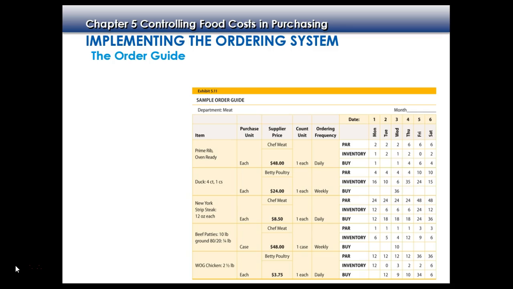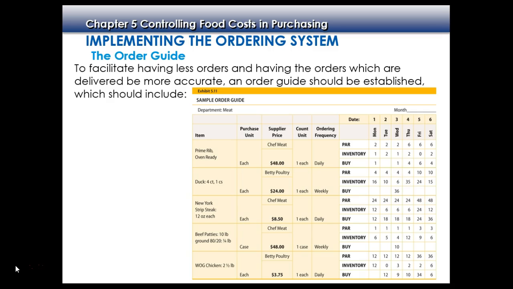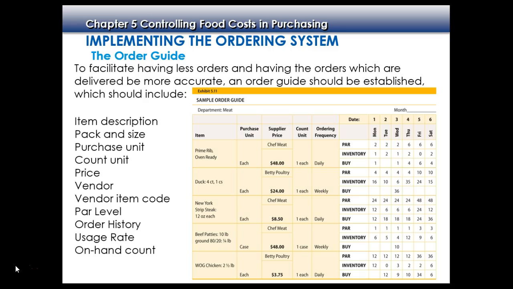So here they have an example of an order guide in the book. To facilitate having fewer orders and having the orders which are delivered be more accurate, an order guide should be established. And there are some things that need to be included with that. You need to have the product or item description, the pack and size, a purchase unit, count unit, price, the vendor item code, par level, order history, the usage rate, and on-hand count.